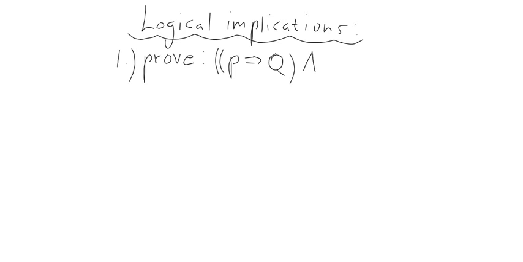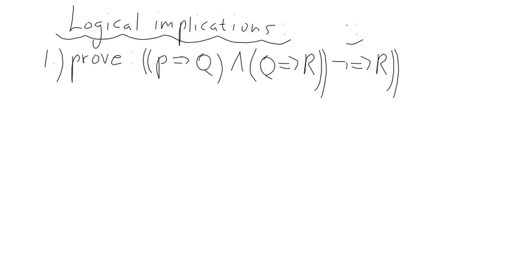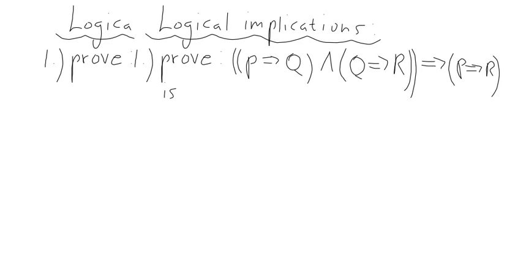And Q implies R. Okay, Q implies R. All these in parentheses implies, right? Should imply that P implies R should be a tautology.